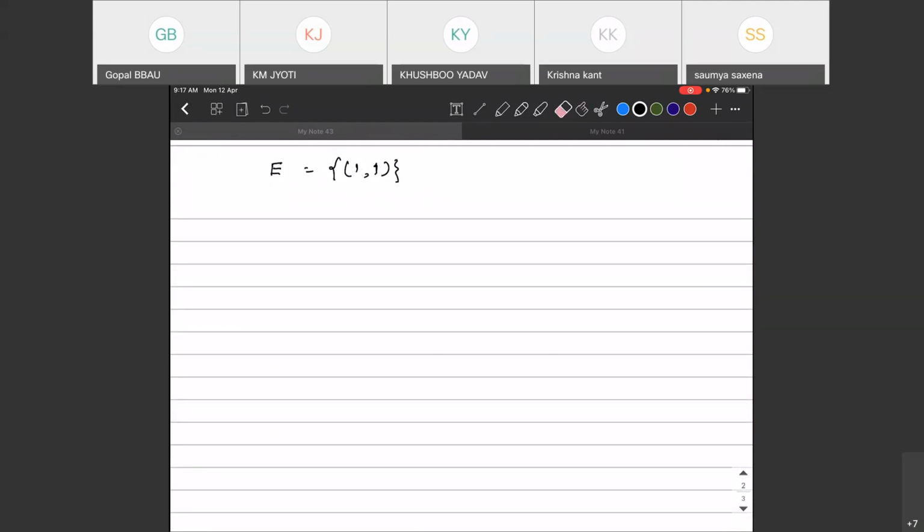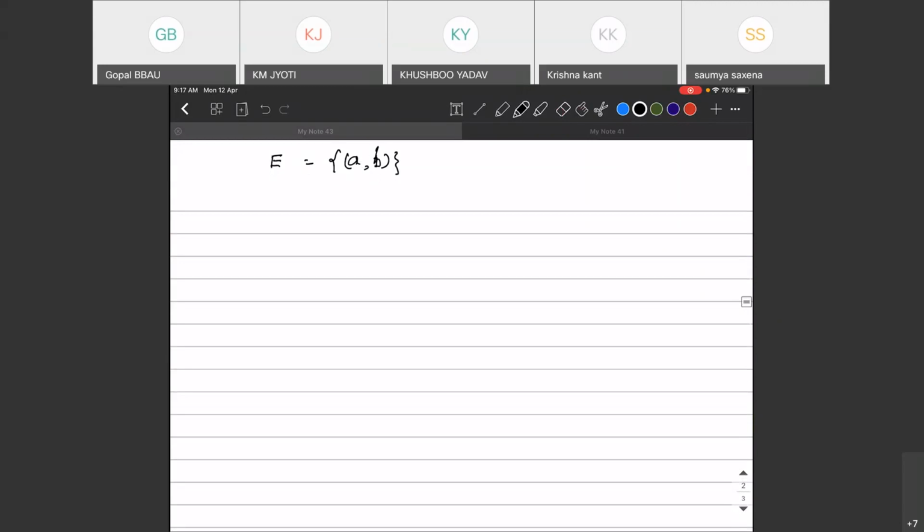So E equals a comma b. Let's do that. What is E perp? E perp will be all those points (x, y) in X, where X is R2, such that ax plus by equals 0. Why? Because the inner product of (x, y) and (a, b) equals 0. So this is ax plus by equals 0.